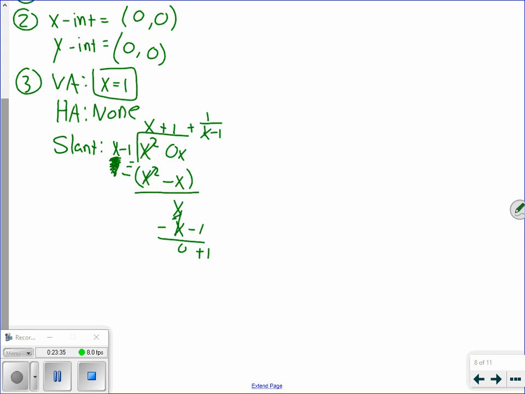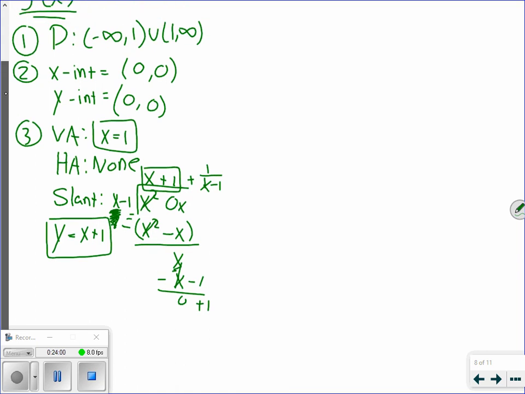Remember, we always put the remainder over what we were originally dividing by. A slant asymptote is the quotient without the remainder. So my slant asymptote in this case is y equals x plus 1. So we have that as another dotted line that our graph is constrained by. So there we have it. That is the slant asymptote, vertical asymptote, intercepts, and domain. Stuff that we have seen before.